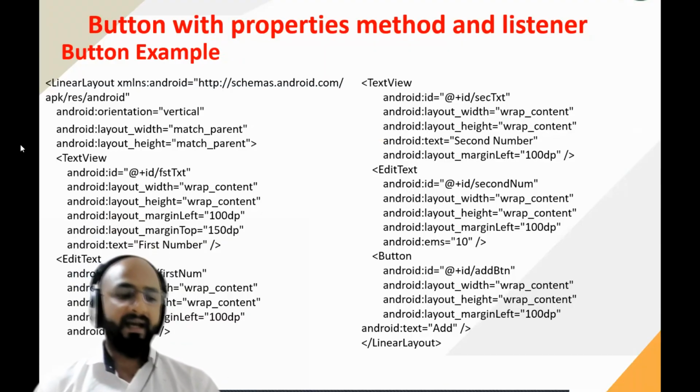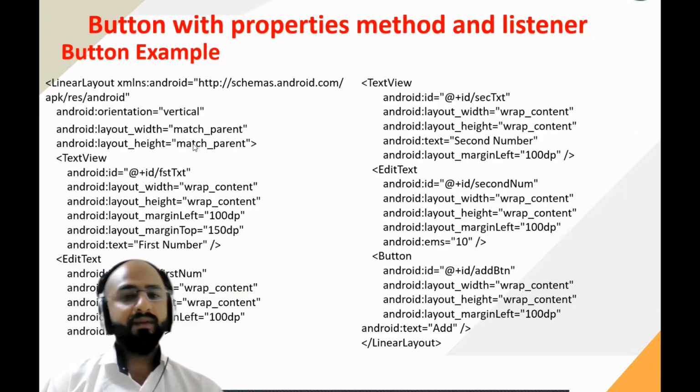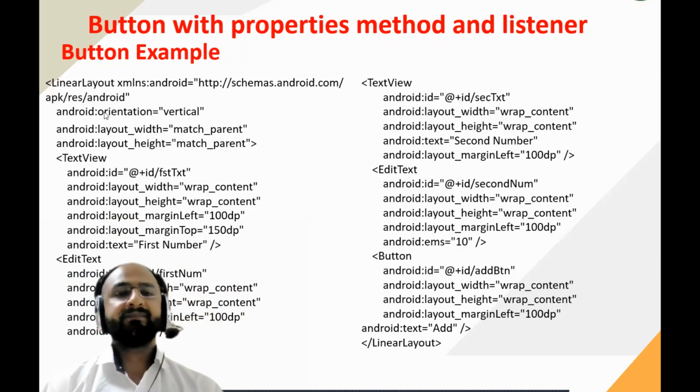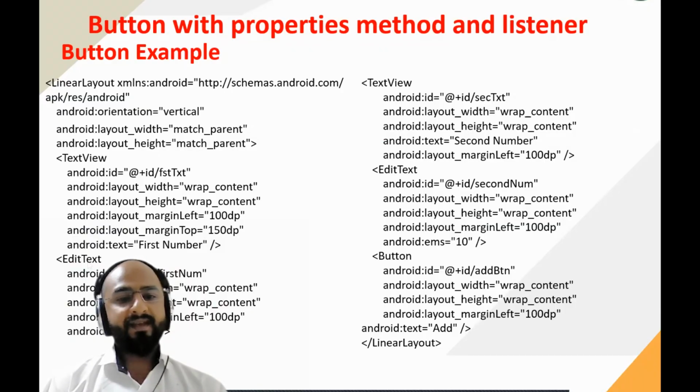You can see this example. I have taken a linear layout with orientation vertical. Width of the linear layout is match parent. Height of the linear layout is also match parent. Means this linear layout is covering all the screen. Then I have taken a text view with ID, width, height, margin left, margin top, and text property first number. I have taken edit text with ID at the rate plus ID slash. The ID of these edit text is first number.